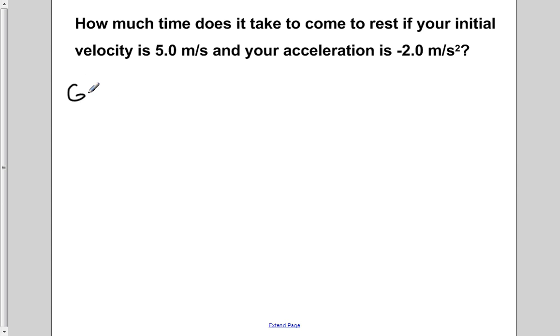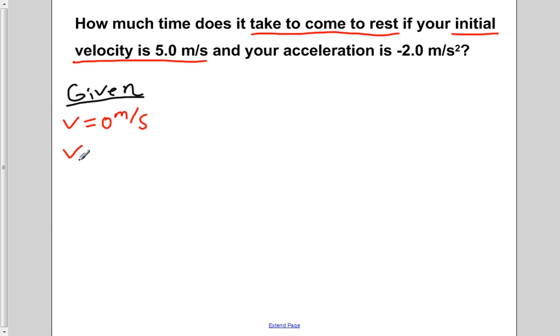So off to the side here, we're going to write a column for our givens. And now we're going to go back and reread the problem, picking out all the relevant information. How much time does it take to come to rest? So this tells us that the final velocity of our object is going to be 0 meters per second. If your initial velocity is 5 meters per second, so v0 is equal to 5 meters per second, and your acceleration is -2 meters per second squared, so a equals -2 meters per second squared.